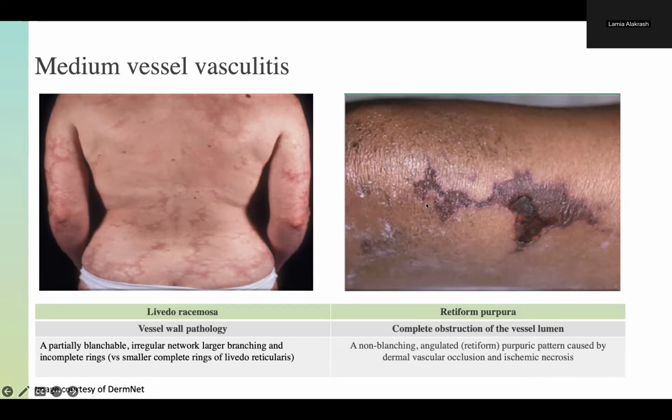Something can look similar to livedo racemosa, but the pathology is different. We call it retiform purpura. Retiform means angulated. This is due to vessel wall obstruction or vasculopathy. It presents as purpura with central necrosis or ischemia. So you should differentiate between livedo racemosa and retiform purpura.